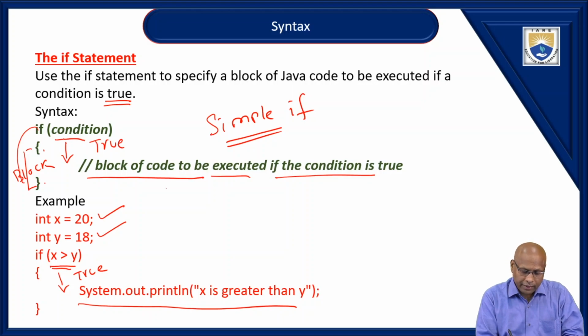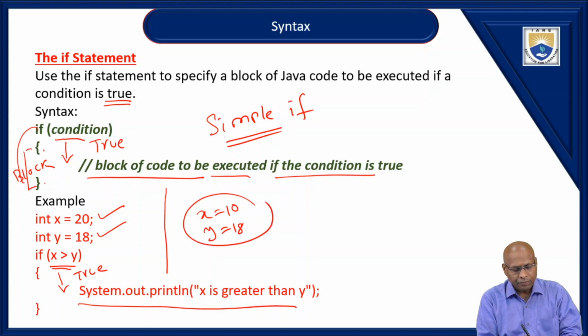For example, same program, if I write instead of x equal 20, if I write x equal 10 and y is 18, in that case, what will happen? x value how much? 10. 10 is greater than 18? No. No means false. False means this statement will not execute. So, the if statement will work if the condition is true. So, this is the way you write the if statement.